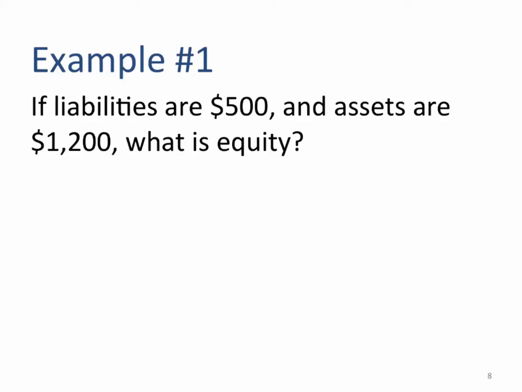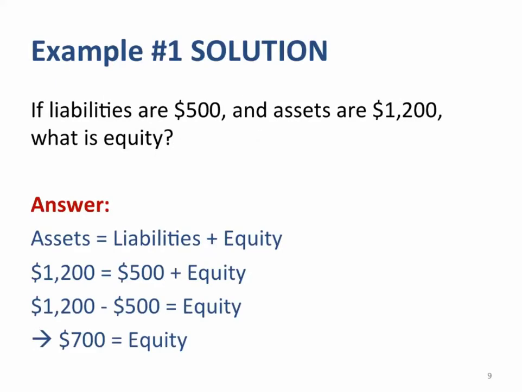So what do you think? Yes, he says equity is 700, and that is absolutely correct. So what we have there, we have the 1,200 assets equal liabilities plus equity. So 1,200 minus 500 gives us equity of 700.